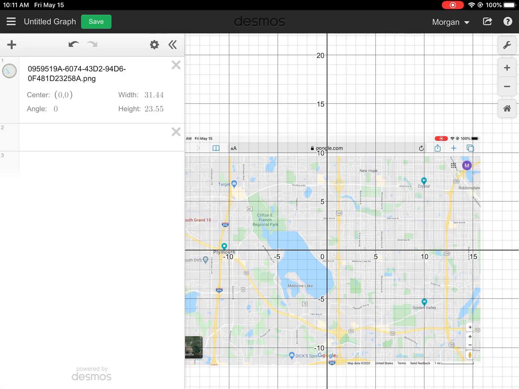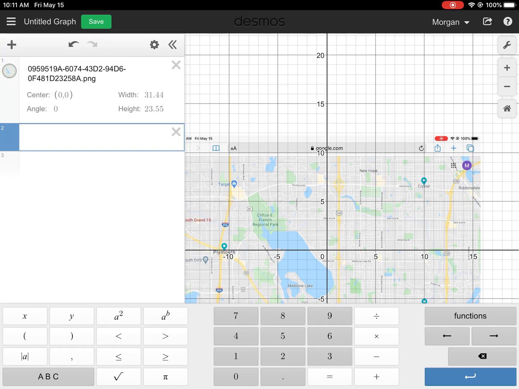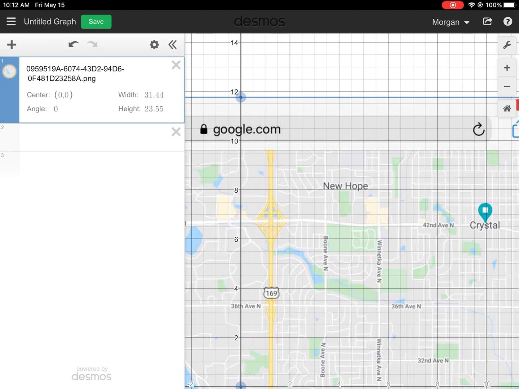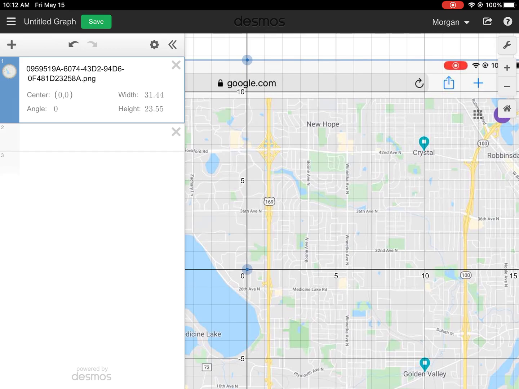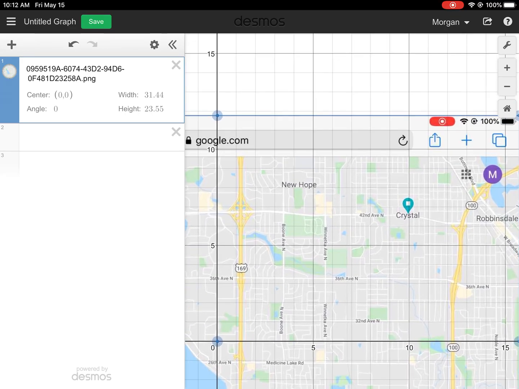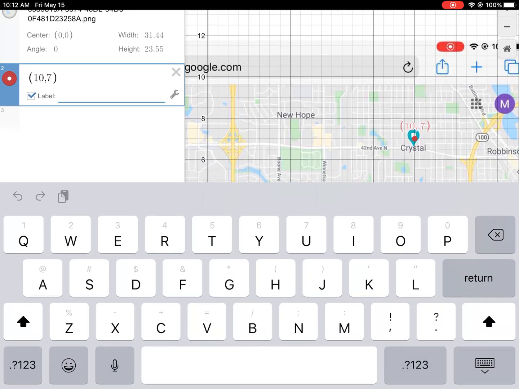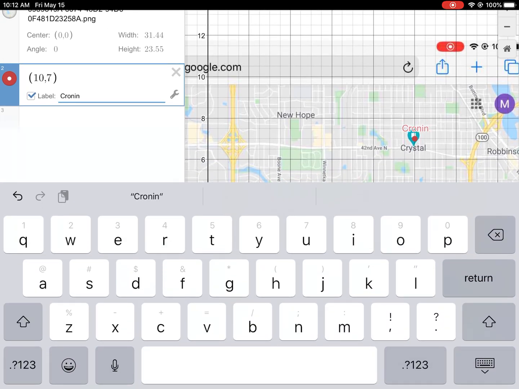Now I'm going to add my own points over it in Desmos. So I'm going to click below where that image is. And I'm going to look at Crystal first, which is where I live. And Crystal right now, I'm going to call it at 10, 7. And I know it's a little bit off from that, but I'm going to get it as close as I can using whole numbers. I don't need you to deal with fractions. If you really want to, you can. Okay, and that dot will mark its point, and I'm going to label it as Cronin. Because that's where Miss Cronin's living.